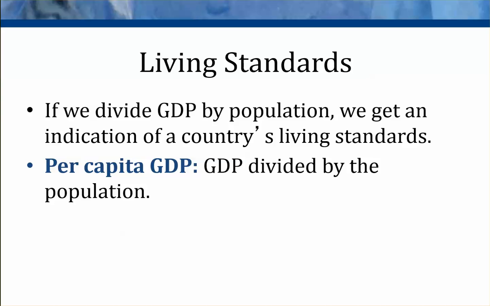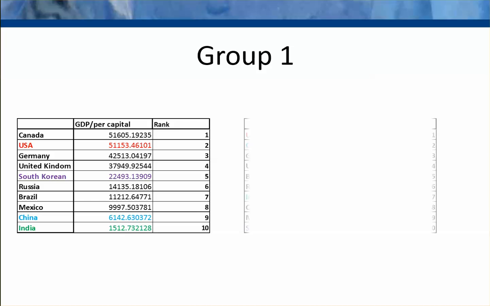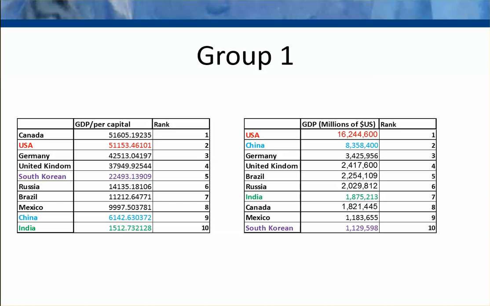Economists use the per capita GDP to measure people's living standard. That is more reasonable. Now let's compare the ranks again. On the table on the left-hand side is the rank of the countries based on the GDP per capita, and on the right-hand side table is the rank based on the GDP. You can see the countries move up and down. It changed largely.